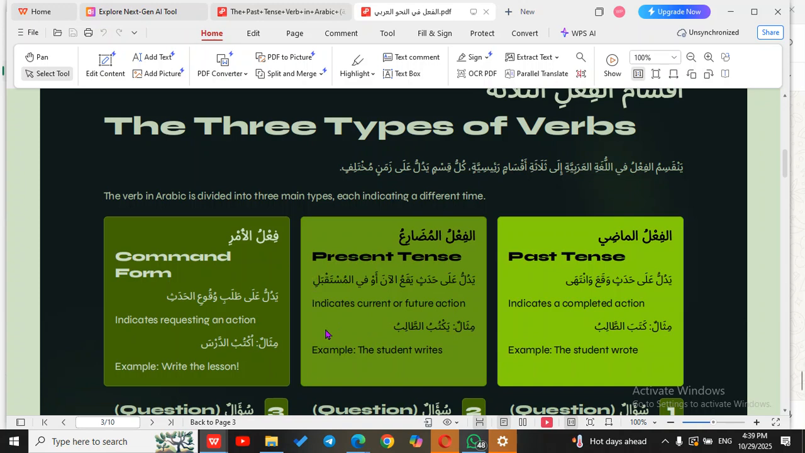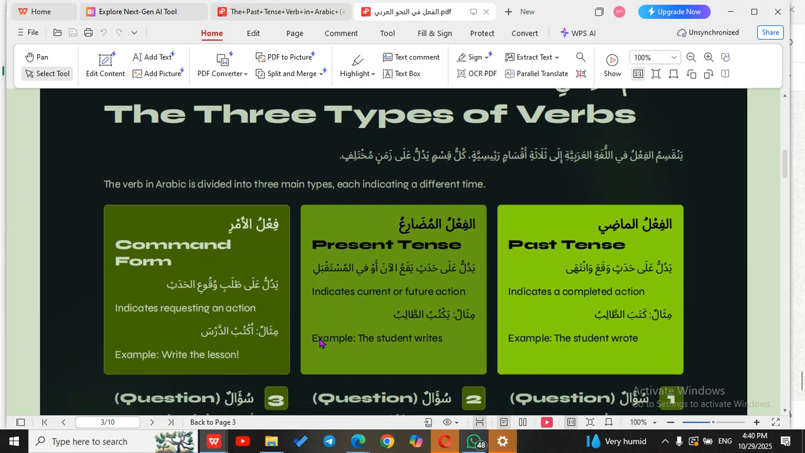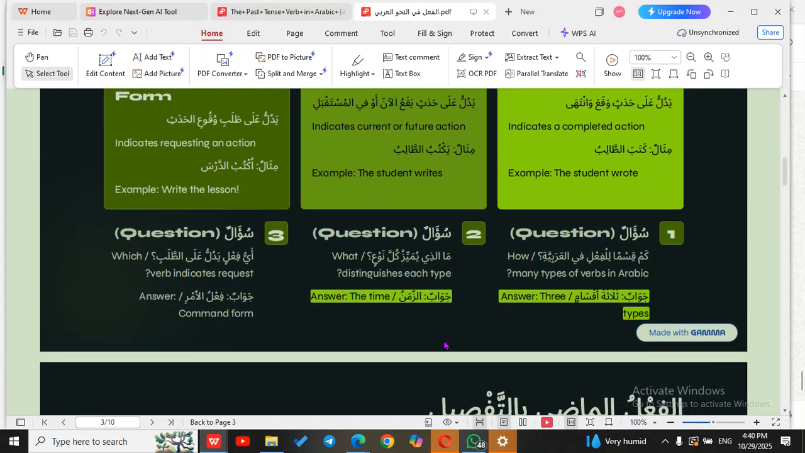And the last one is fi'l amr, command form, or you call it imperative tense. Yadul hala talabin wuku'il hadath, indicates requesting an action. For an example, uktubu darsa, write the lesson. Write, that is there. It is an action word. Which is what? Which is fi'l amr, command. Now, here again we have some questions as well.